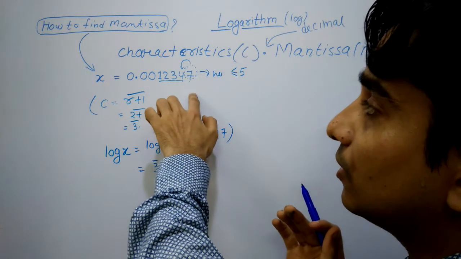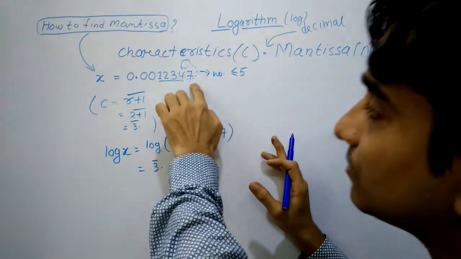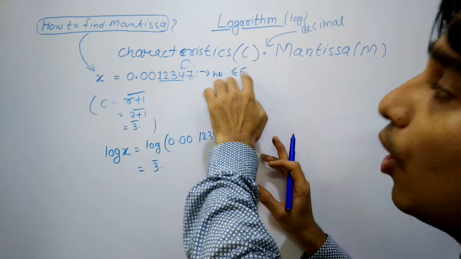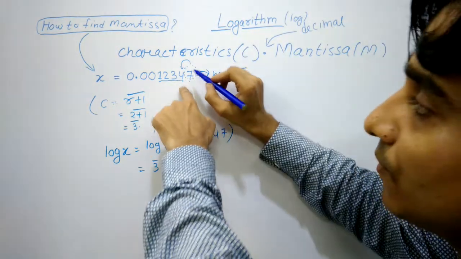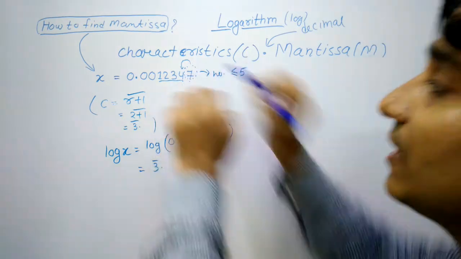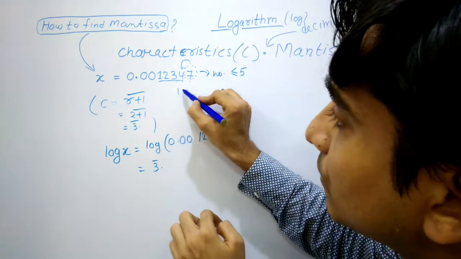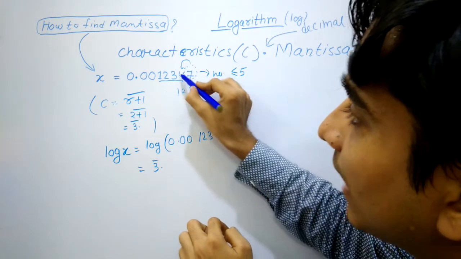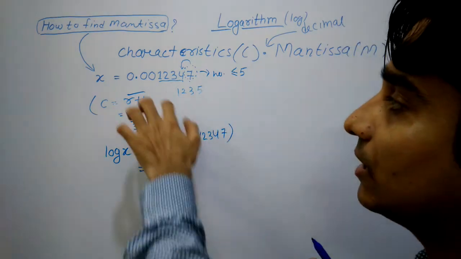What about the 7? You have to just check if the last number is more than 5 or equal to 5. For that one you have to add 1 to the second last significant digit. So this number becomes what? 1 2 3 and 4. Instead of 4 you have to mention 5 here. So the number is like that.